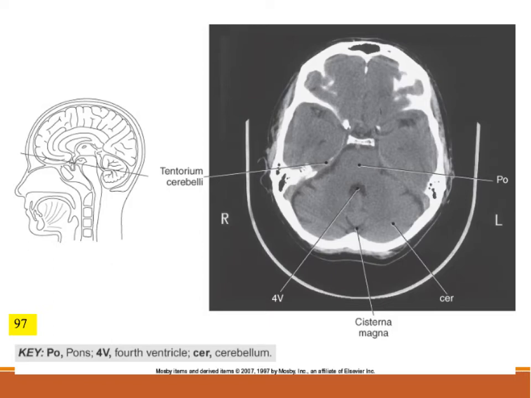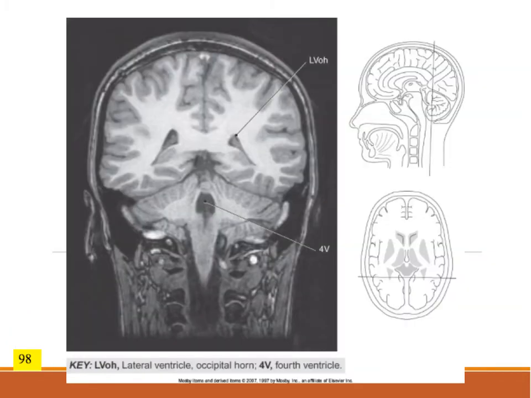Another CT image. We're looking at the fourth ventricle. Again, I said you need to know all the ventricles: the lateral ventricles, the third ventricle, and then the fourth ventricle. We had one picture before where there's a connection between the third and fourth ventricle. You need to know all those connections. If I show you an image like this, you should be able to tell me where the fourth ventricle is.